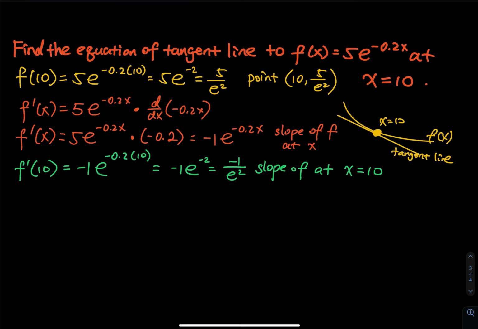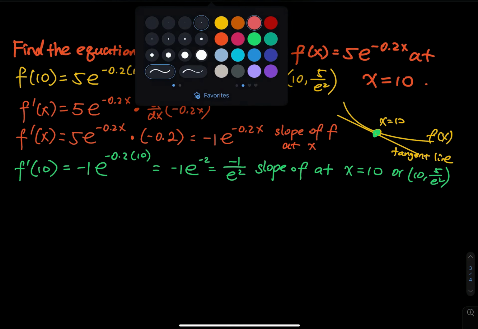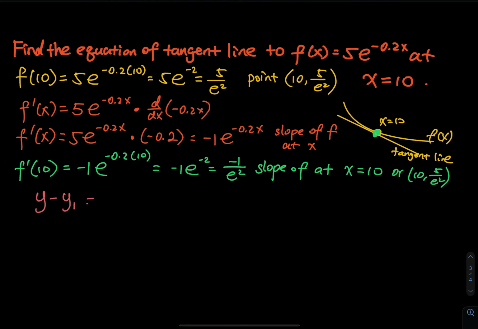At x equals 10, or 10 comma pi over e squared, at that point, we know what the slope is. At the green dot, we know what the slope is. The slope is negative, so therefore the tangent line is decreasing. And then how do you build a tangent line? To build a tangent line, you need the point-slope form of a straight line. The point-slope form is y minus y1 equals slope times x minus x1. So you have y minus the y coordinate equals the slope, which is negative 1 divided by e squared, times x minus 10.